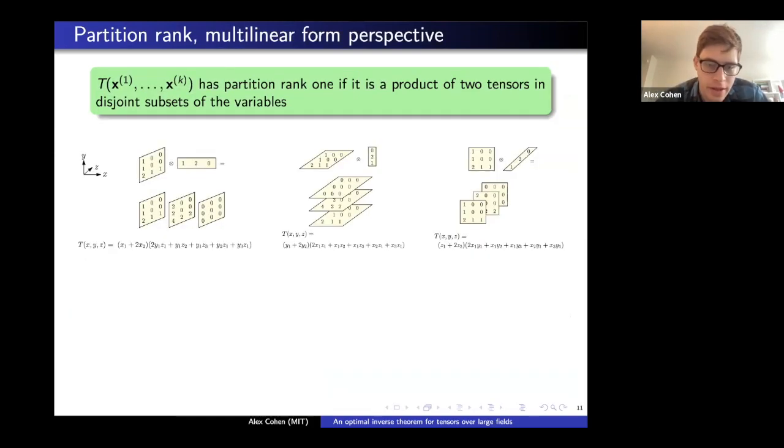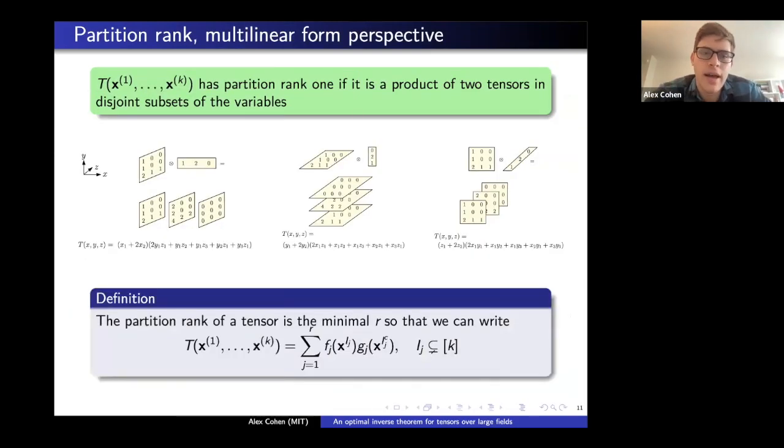Right, okay, so I'm just going to put the next formula. So a tensor is partition rank 1 if it is the product of 2 tensors in disjoint subsets of the variables. The case of slice rank is when we only allow 2 subsets of the variables where one of them is a singleton and the rest is everything else. But for instance, for a 4 tensor, we could have a partition rank 1 piece, which is something like f of x1, x2 times g of x3, x4. And that tensor could have full slice rank, but partition rank just 1.